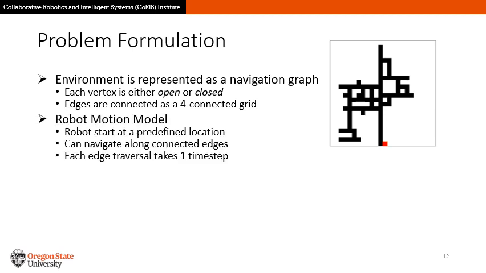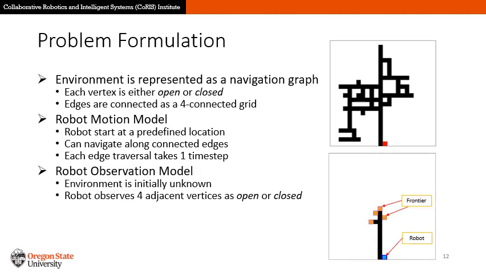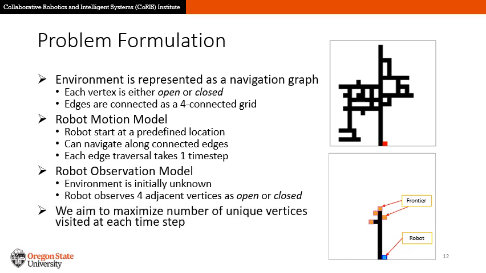At time t equal to 0, a robot starts at a predefined location shown in red. The robot can navigate along connected edges. Each single edge traversal takes one time step to navigate. The environment graph is initially unknown to the robot, but is revealed as it explores the environment. The robot can observe 4 adjacent vertices as open or closed. Given these environment, motion, and observation models, we aim to maximize the number of unique vertices visited at each time step.